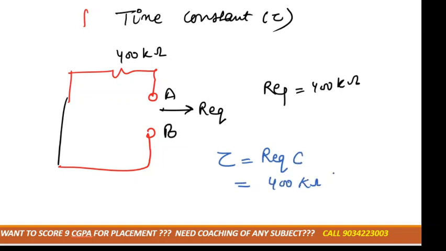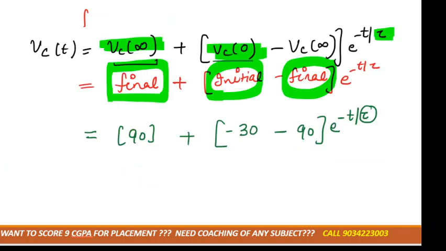Now we need to calculate tau, that is R equivalent multiplied by C. 400 kilo ohm multiplied by C is 0.5 microfarad. It is going to be how much? 200 seconds. Correct? We can put it here. I'm putting like 200 seconds. Clear?